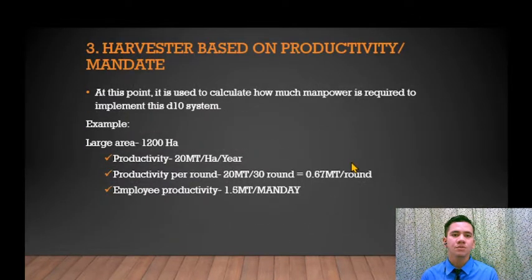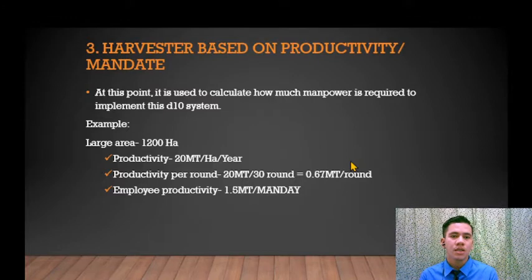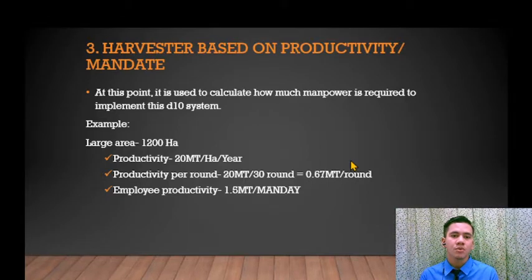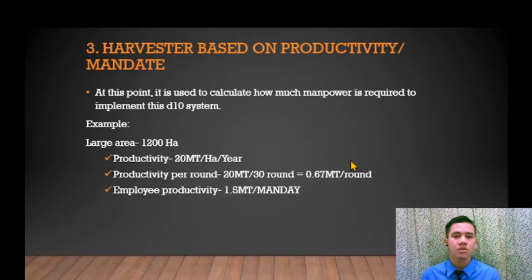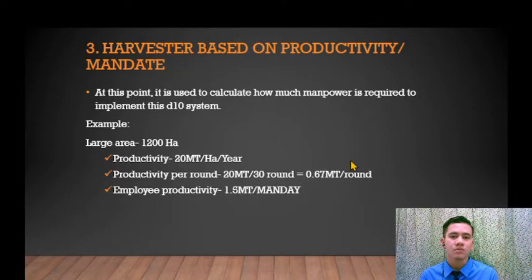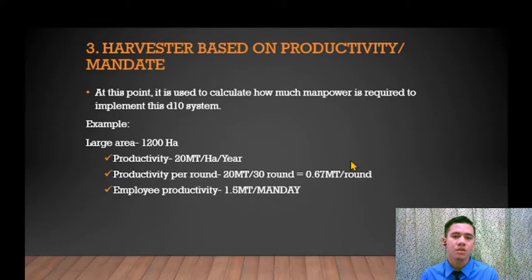Next is harvester based on productivity per man per day. At this point, it is used to calculate how much manpower is required to implement this D10 system. Example, the area is 1,200 hectare. Productivity is 20 metric ton per hectare per year. Productivity per round, we take 20 metric ton divided by 30 rounds and it gets 0.67 metric ton per round. So the employee productivity is 1.5 metric ton per man day.